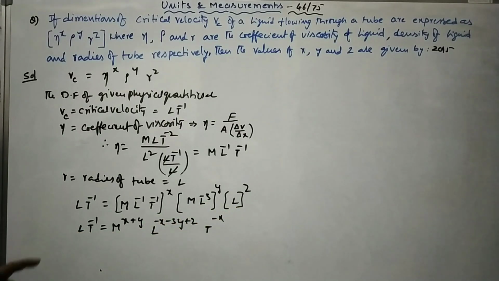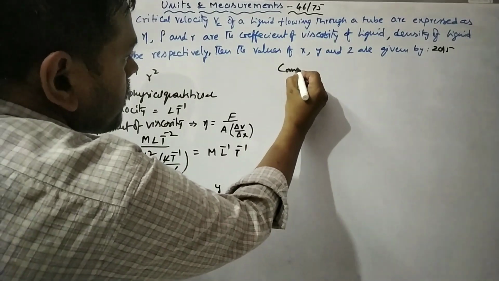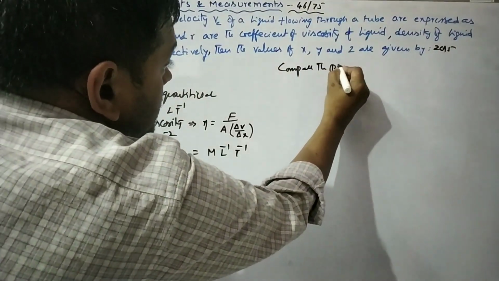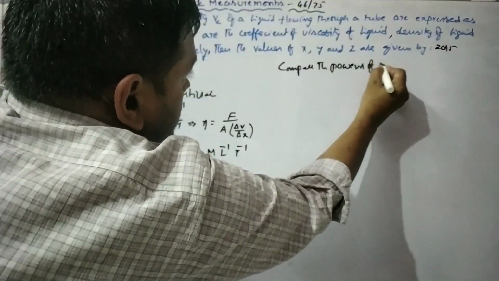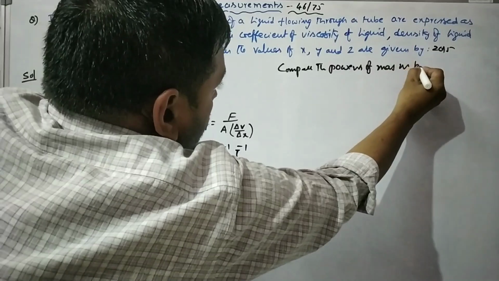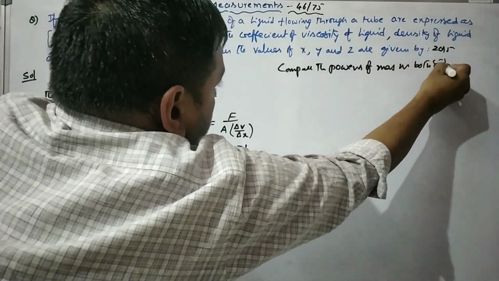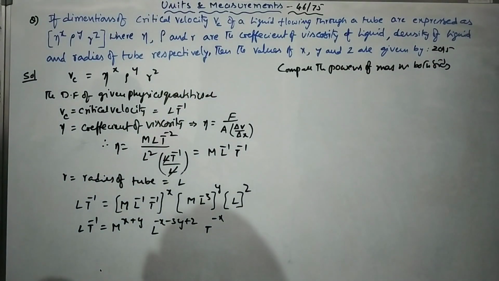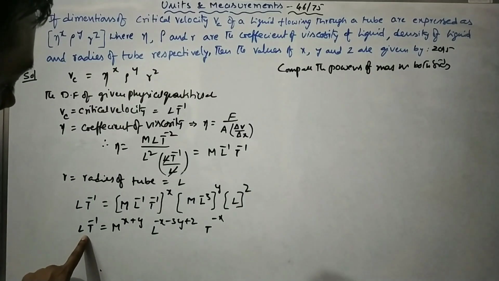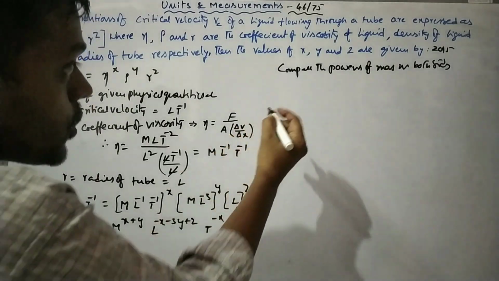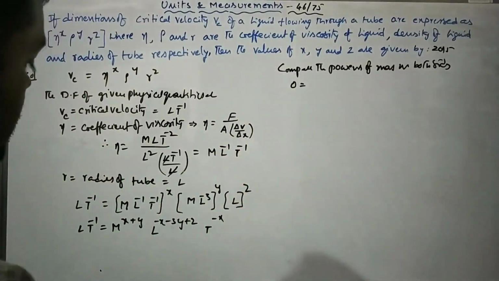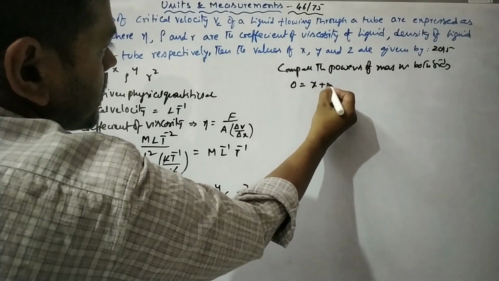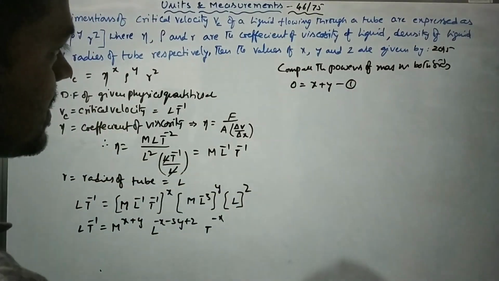Now compare the powers of length, mass and time on both sides. First compare the powers of mass on both sides. Then what do you get? There is no mass term involved on the LHS, that means m power 0. So 0 is equal to x plus y. This is equation 1.